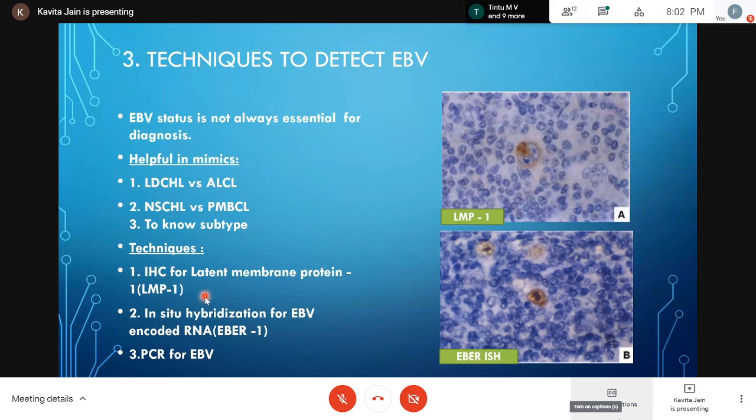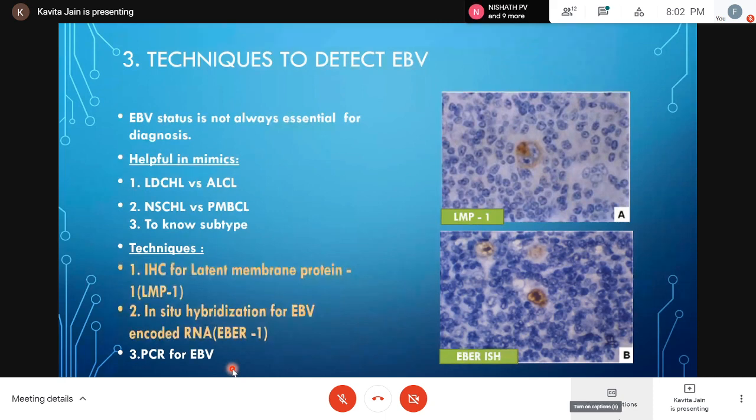detection. So the techniques used are IHC for latent membrane protein, that is LMP1. And when we put the IHC, we see a membranous staining of LMP1. And in situ hybridization for EBV encoded RNA, that is EBER ISH, which we commonly hear of, we see the nuclear staining. So this is the nuclear staining we have to look for. And of course, PCR can be done, but commonly these two techniques are routinely used.